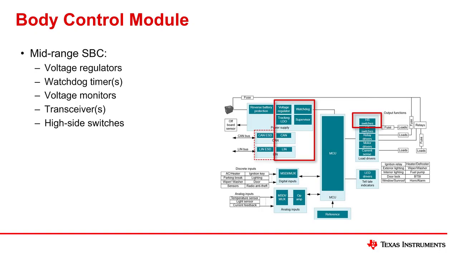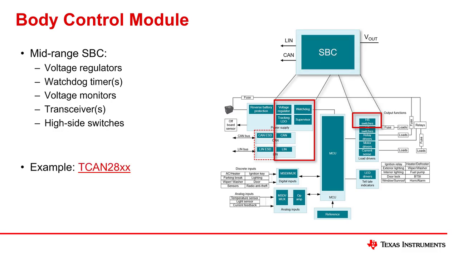Using a device from the TCAN28 family, a design engineer can reduce the BOM count and board size by targeting the discrete voltage regulators, watchdog timers, voltage monitors, transceivers, and high-side switches to replace them with one single SBC. This can reduce the amount of choices that a design engineer would have to make during part selection, and the design process can be focused on one device instead of multiple.